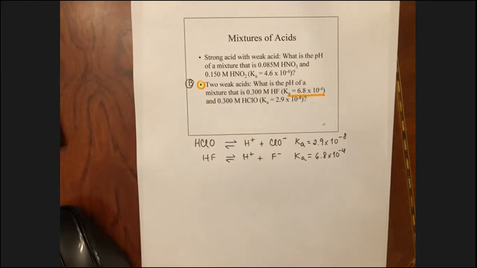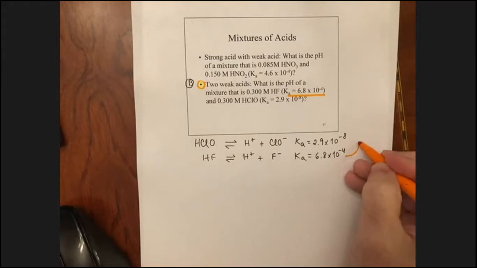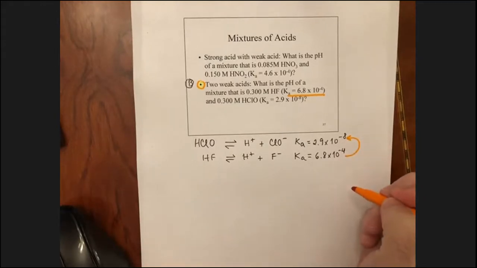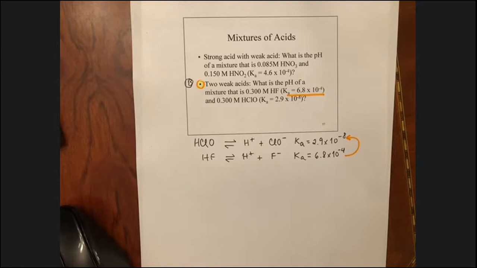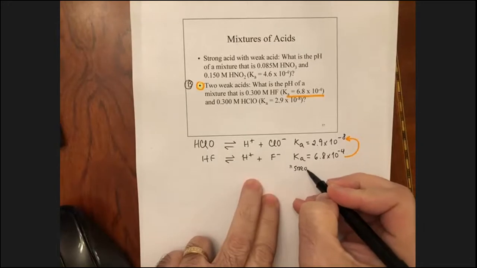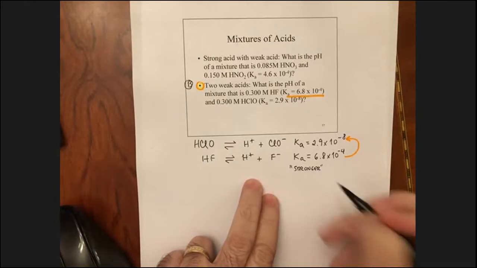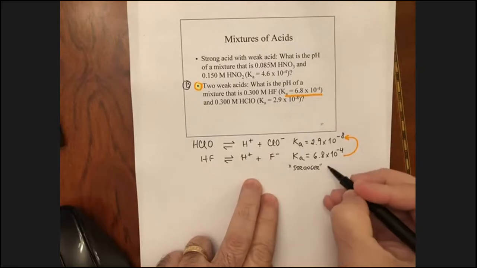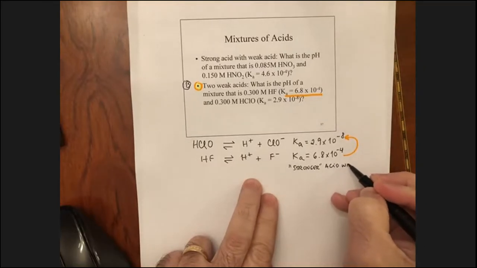Now, just like we discussed in the previous example, even though both of these are weak, you can see that the Ka of hydrofluoric acid is much larger, a good 4 orders of magnitude larger than the Ka of the HClO, the hypochlorous acid. So just like in the previous example, what we will propose is that the stronger, although in this case we have to keep this in quotation marks, quote unquote, stronger acid will dominate.